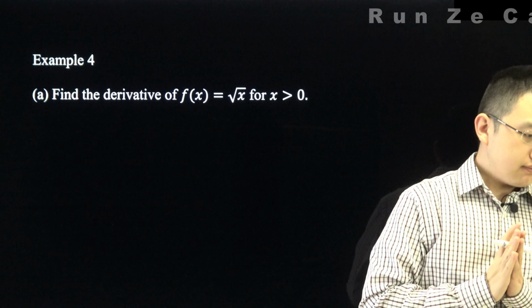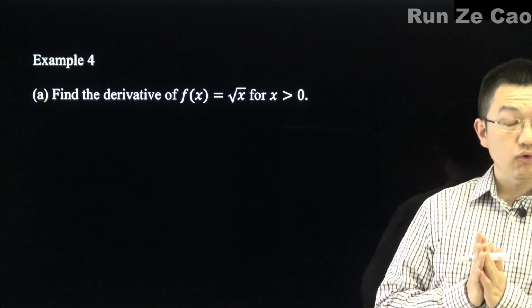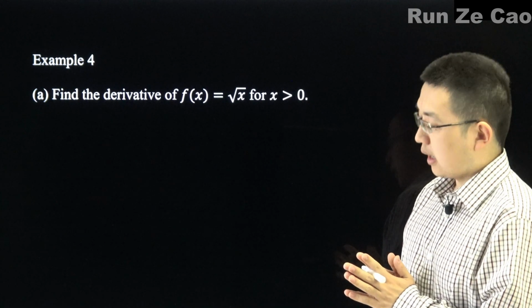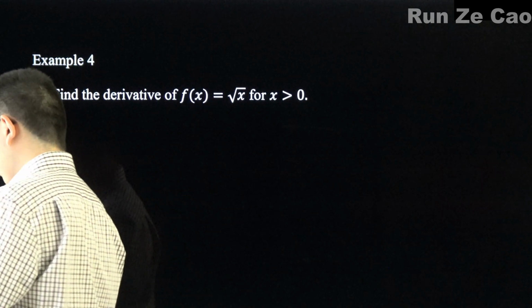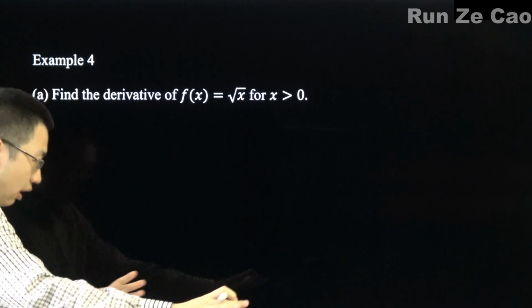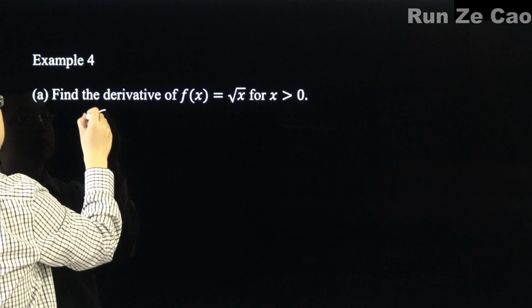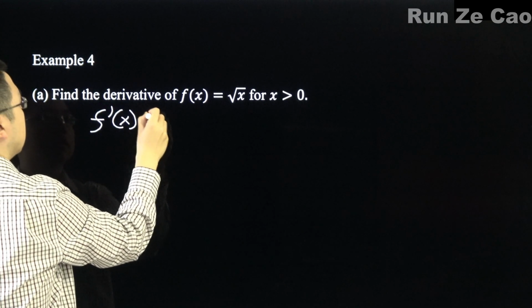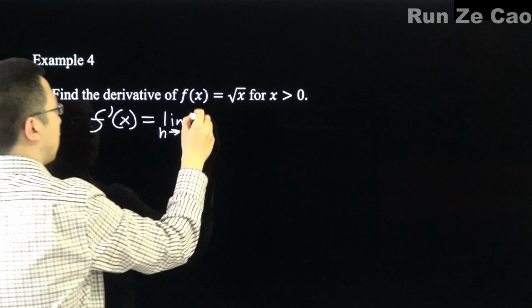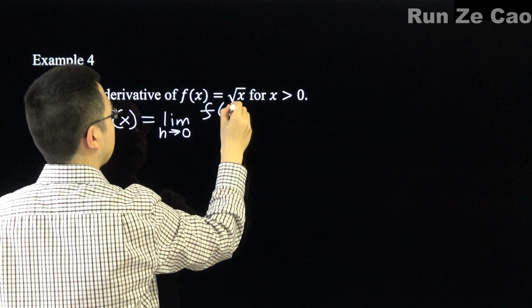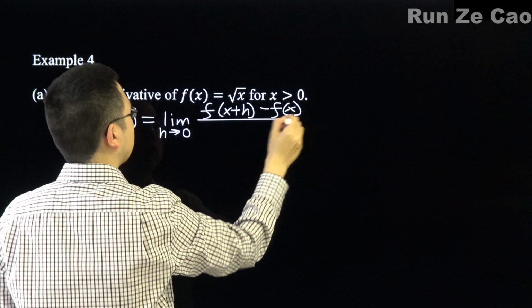Example 4. A derivative of f of x equals root x for x greater than 0. Now, since we haven't talked about the actual derivative rules yet, we can only feel our way about in the dark by using the same old method of f prime of x is equal to limit as h approaches 0 of f of x plus h minus f of x over h.